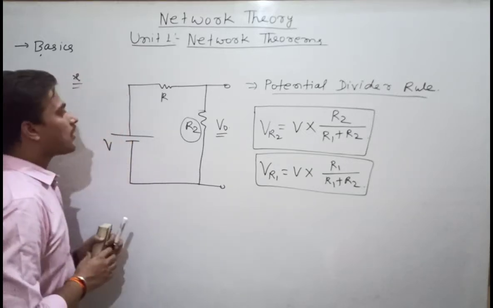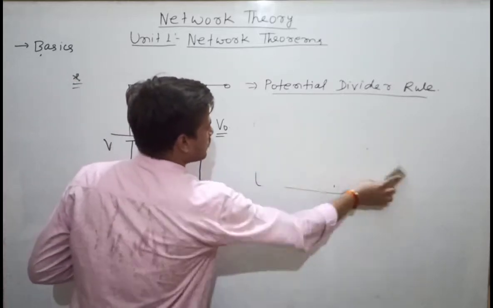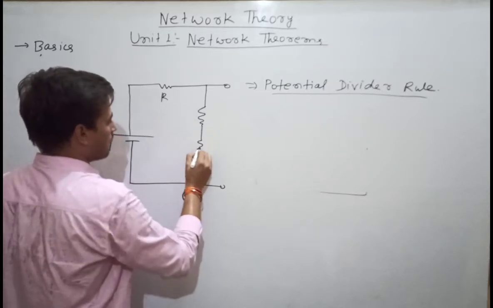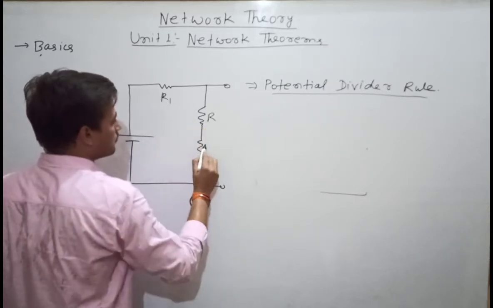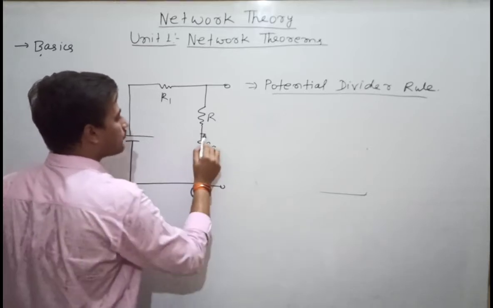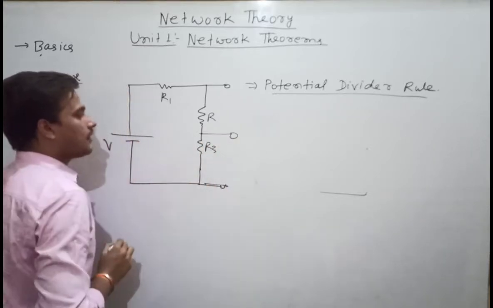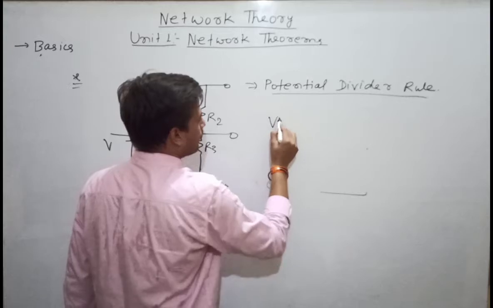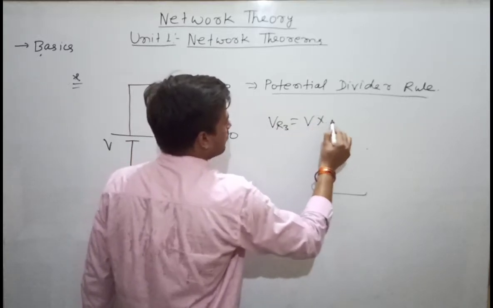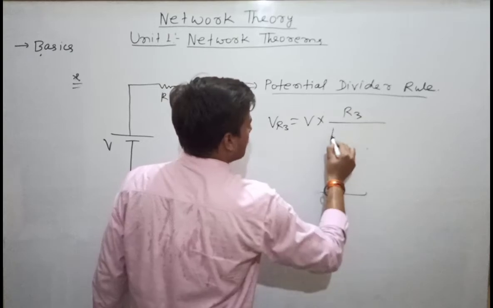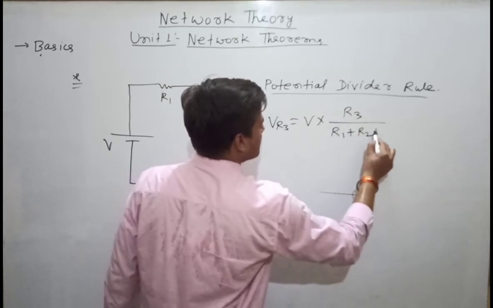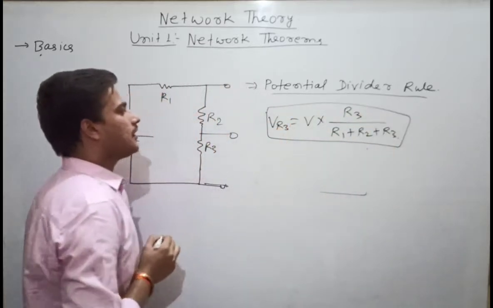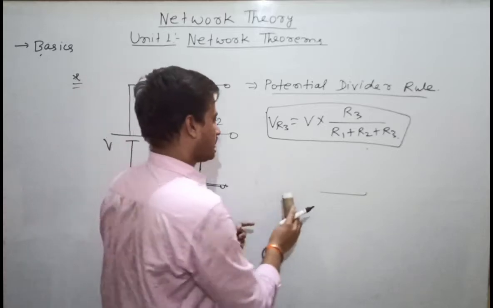Clear? Now suppose somebody gives you three resistors, R1, R2, R3. If you have to find the voltage across the R3 resistor, you will write VR3 equal to V into R3 divided by R1 plus R2 plus R3.